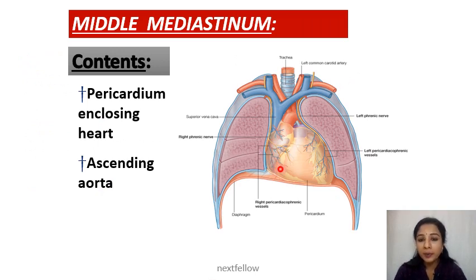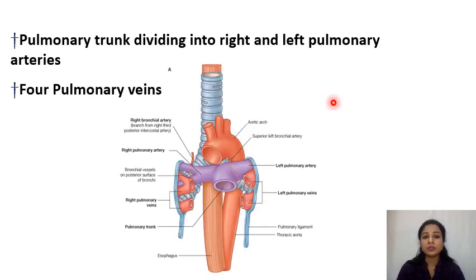The middle mediastinum contains the pericardium along with the heart, enclosing the heart, and the beginning of the great vessels enclosed by the pericardium, that is the ascending aorta and part of the pulmonary trunk. The pulmonary trunk divides into right and left pulmonary arteries, usually at the level of the sternal angle. We can see here the trachea is dividing at the level of the sternal angle; the pulmonary trunk also divides at the same level.